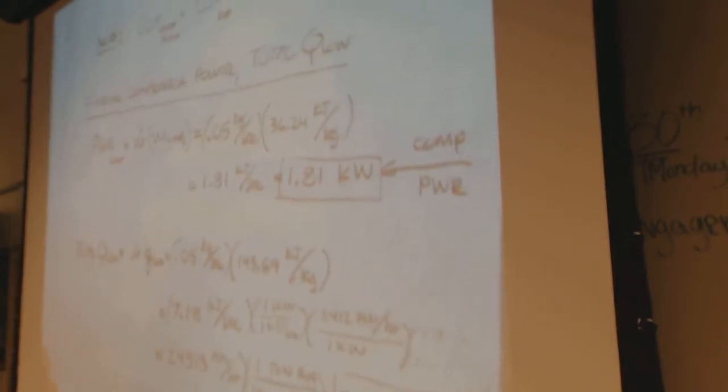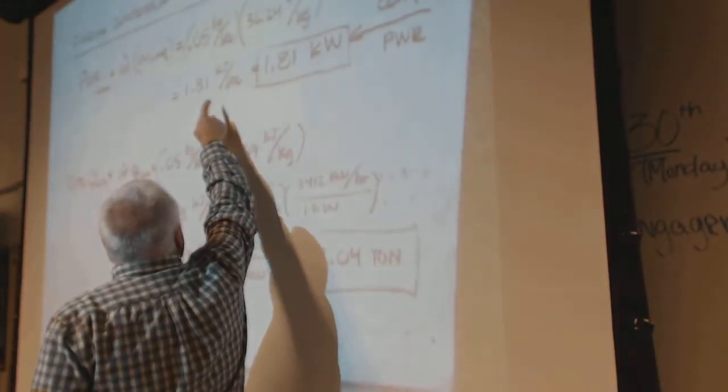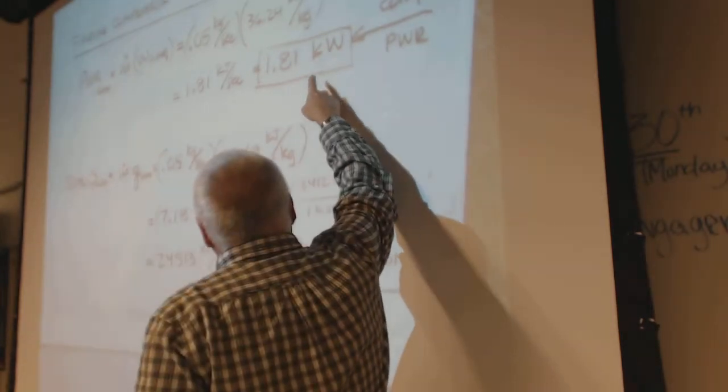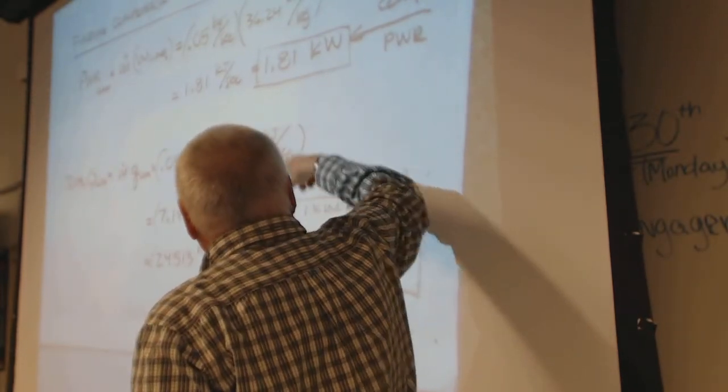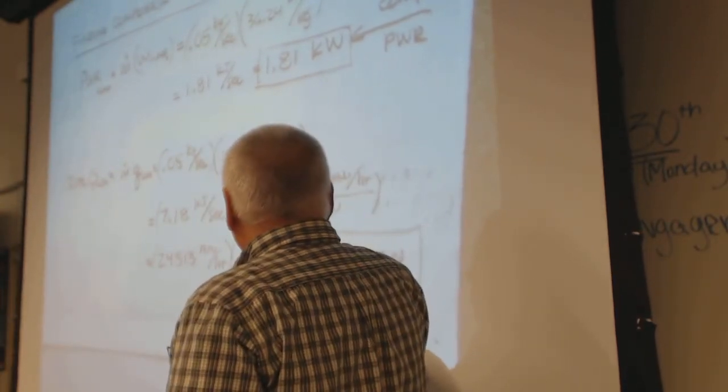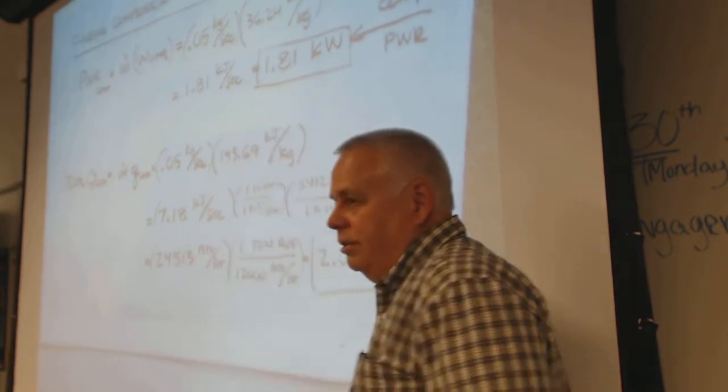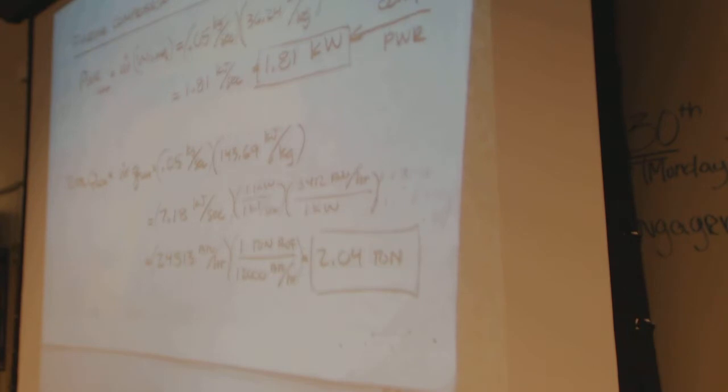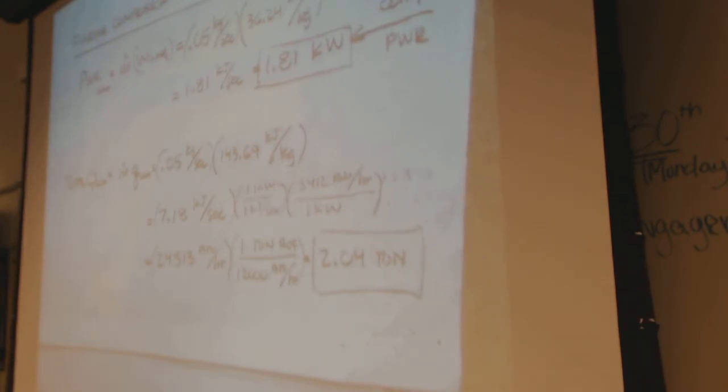So, in this case, last thing, if you take those values and multiply by the mass flow rate, you get kilowatts for the compressor, and we can turn that into tons of cooling. So this was a 2-ton example. Okay, that'll do it for today.